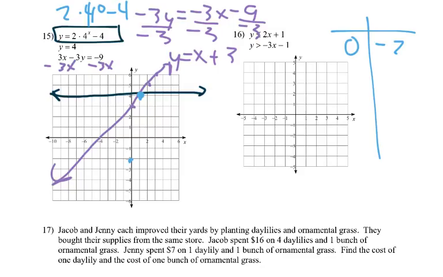Now, if we did 1, 4 to the first is 4, times 2 would be 8, minus 4 would be 4. So it would be (1, 4). So it actually hit right there. So it would look something like this.